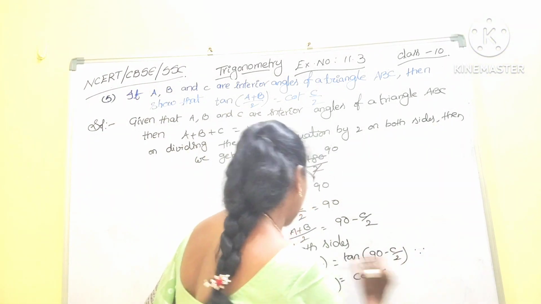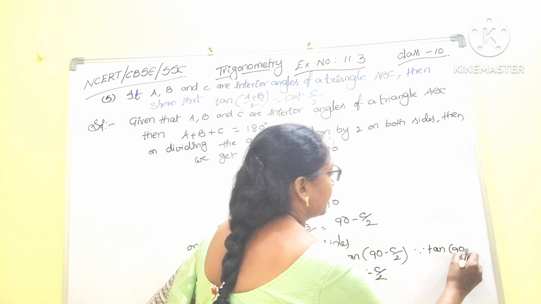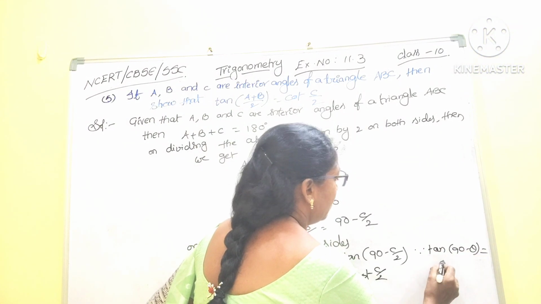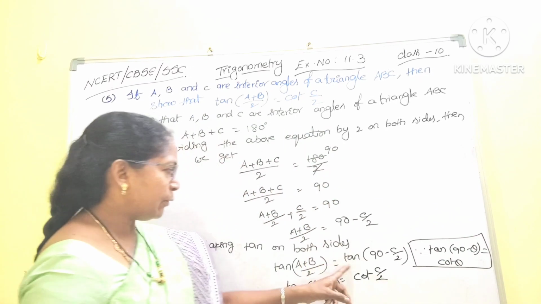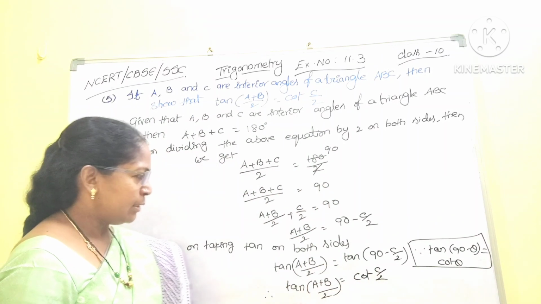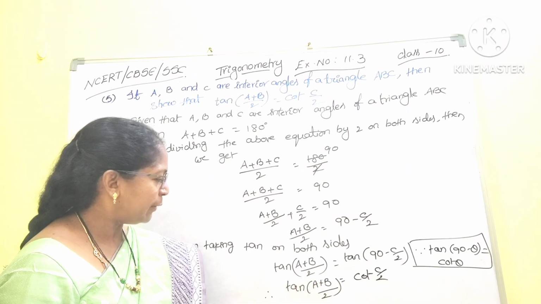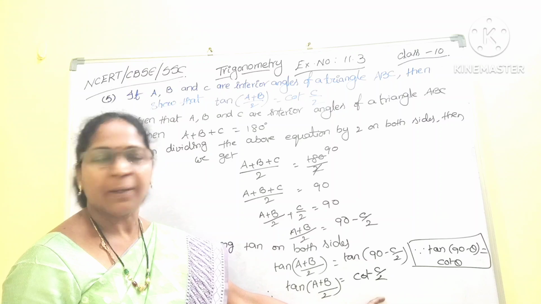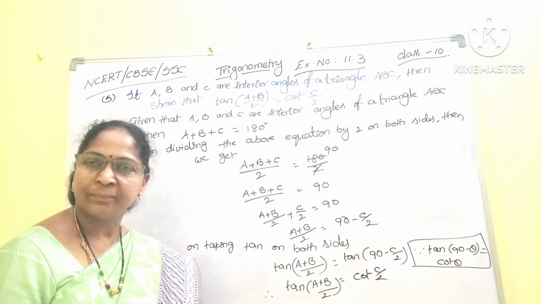Which formula we applied here means tan (90 minus theta) equals cot theta. According to this, I have changed it here. Yes, we showed here: tan (A plus B) by 2 equals cot C by 2. Yes, this is the answer. We have already proved this one.